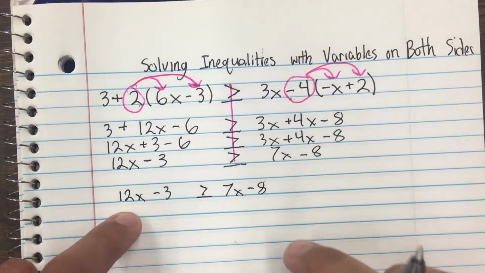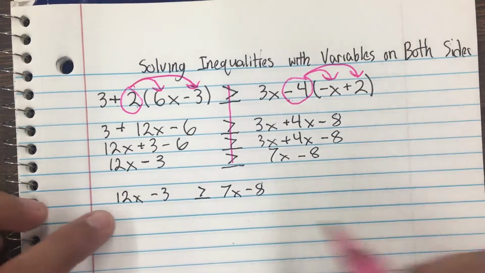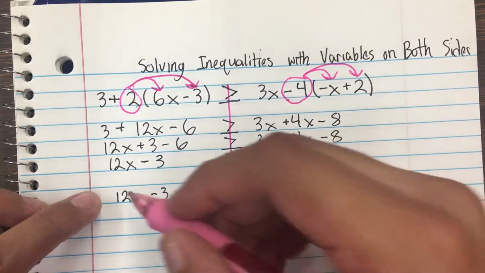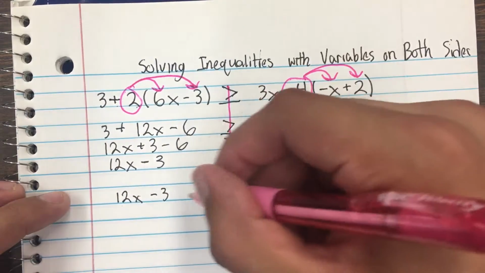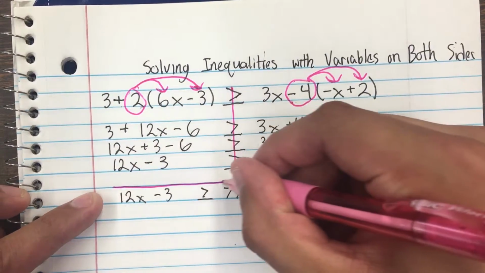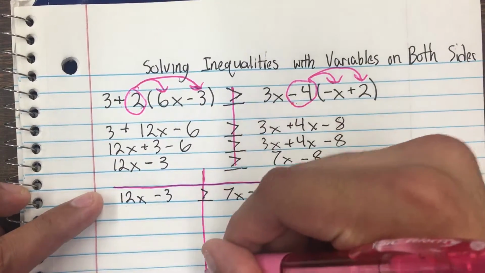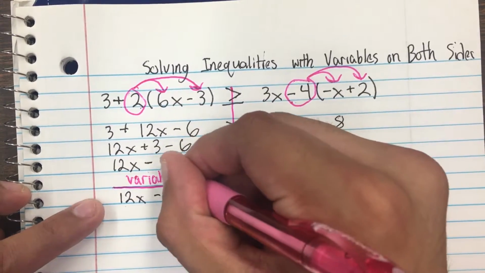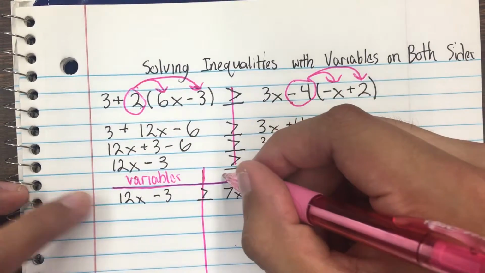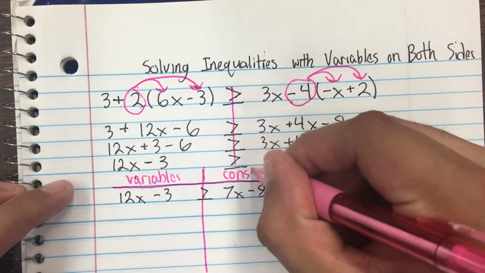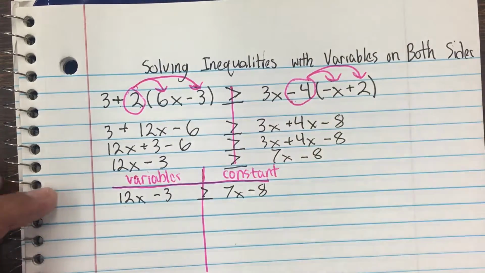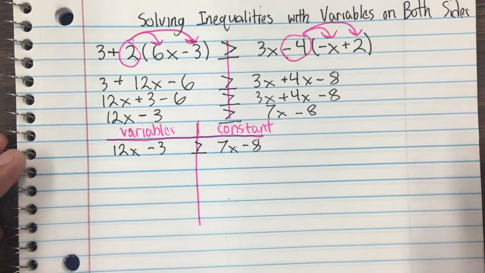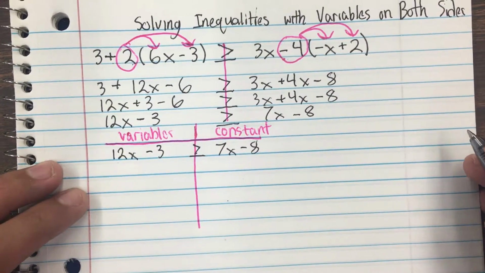Now between the two expressions, left and right, which one has the greatest linear term? So between 12x and 7x, 12x is greater. So I'm going to create my t-chart. This side is where I'm going to keep all my variables because 12 is greater. I'll put all my constants on the right side. Now we are able to do our inverse operations.